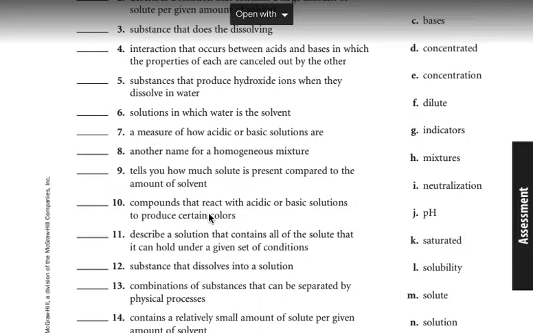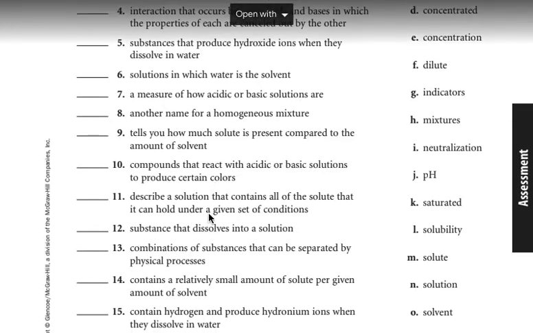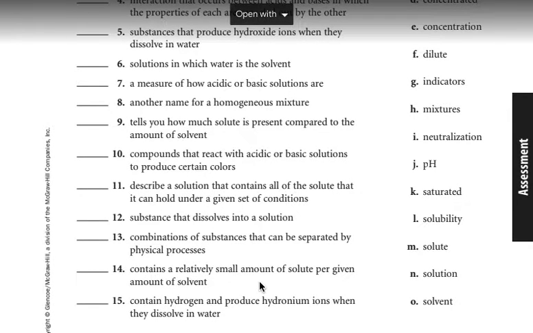Number 10 is G. 11, describe a solution that contains all of the solute that it can hold under a given set of conditions. If we're talking about the maximum amount of solute, that's going to be something that's called saturated. Because when you keep pouring sugar into the water, you keep stirring it because you want to make this Kool-Aid recipe with a ton of sugar, eventually that sugar is going to stop dissolving, and we call that solution saturated.